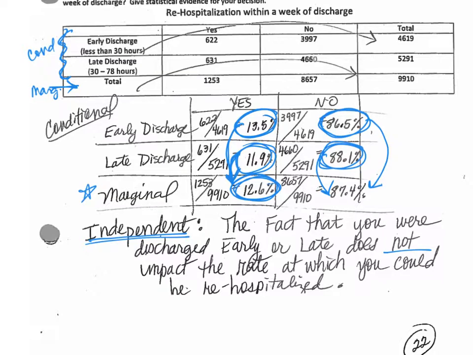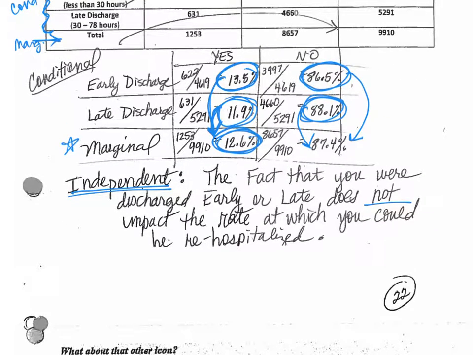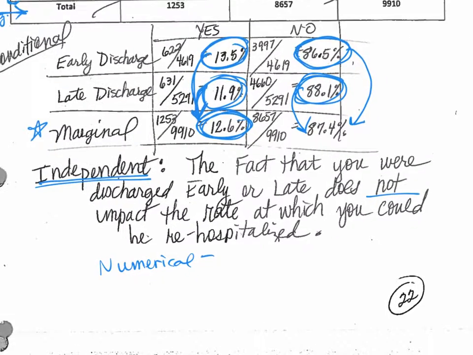What do I have missing here? Actual numerical data. So a way you could say that is just give one of them. You could say something like how the 86.5 and the 88.7 are within 1 percentage point of the overall rate of not going into the hospital, 87.4. So just somehow describe and put some numerical data in there to support your decision.